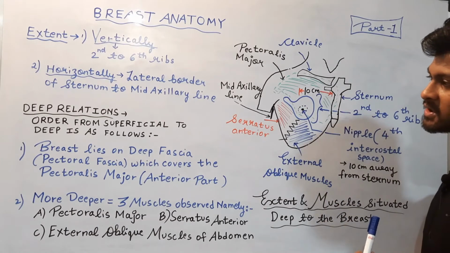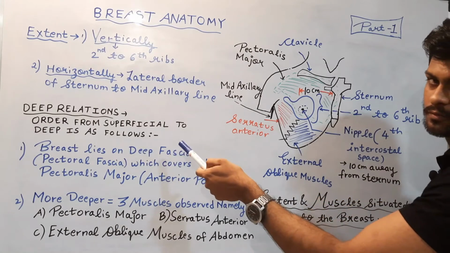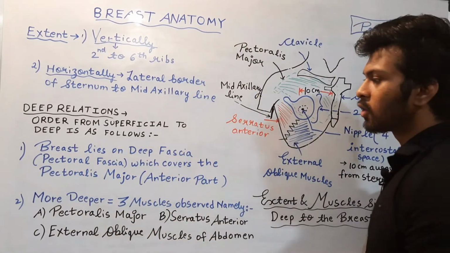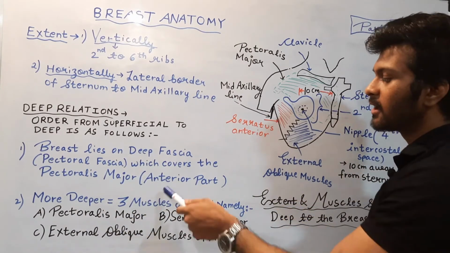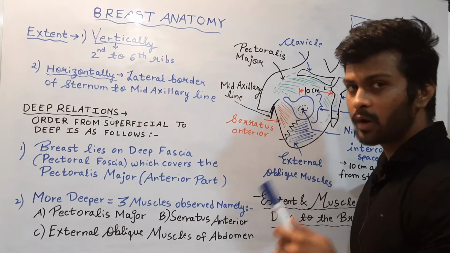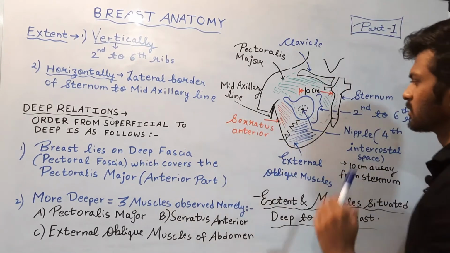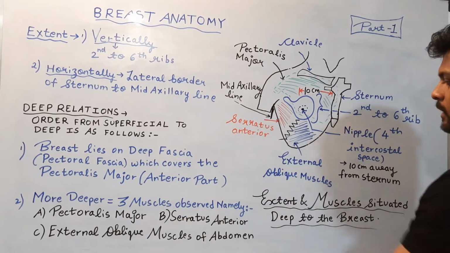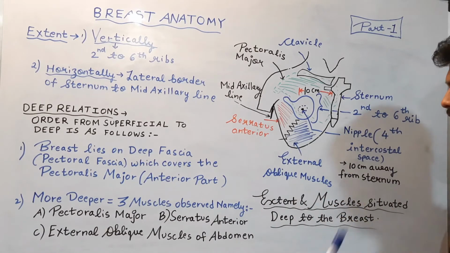If we see the deep relations of the breast, the order from superficial to deep is as follows. The breast lies on the deep fascia, the pectoral fascia, which covers the pectoralis major, mainly the anterior part. And if we go deeper, we can see three muscles related to the breast. Which are they? Pectoralis major, serratus anterior, and external oblique muscle of the abdomen.